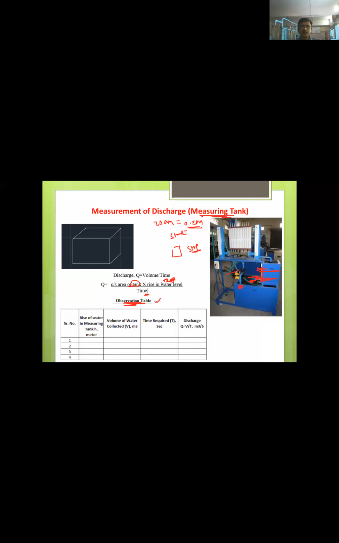This is the universal table. It can be used whenever you want to find out the actual discharge. Then at that time you can use this table. Prepare this table in your notebook. It has 1, 2, 3, 4, 5 columns. Okay, prepare the 5 columns.